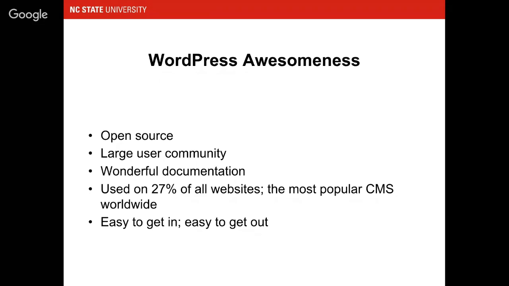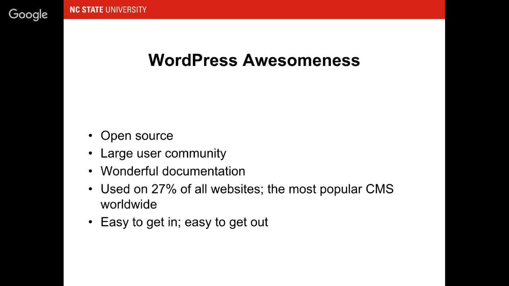And to give you a sense of the scope of the large user community, this says here used on 27% of all websites. This is an out-of-date slide. It is actually used on closer to 31 or 32% of all websites. It is the most popular content management system worldwide. So that 32%, the next highest market share is probably something like 8%, and from there it's smaller and smaller. So WordPress is very well known.